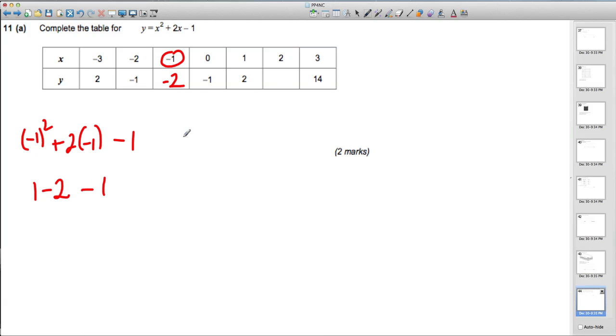Let's do the same with 2. 2 squared plus 2 times 2, subtract 1. 2 squared is 4, 2 times 2 is 4, take away 1, you get 8, take away 1, which is 7.